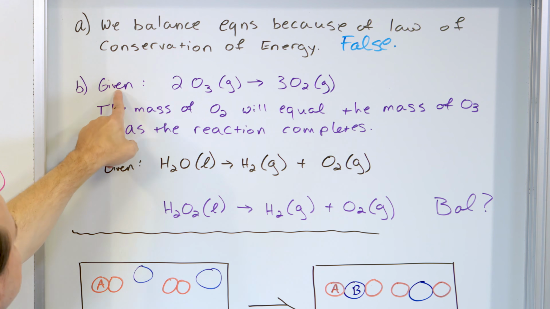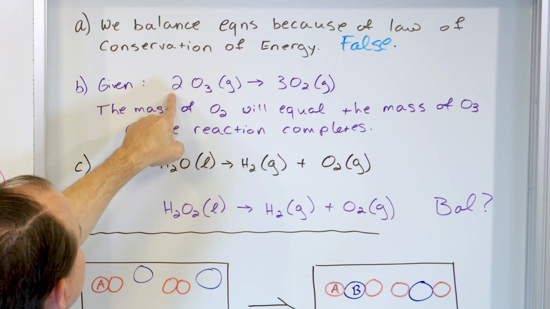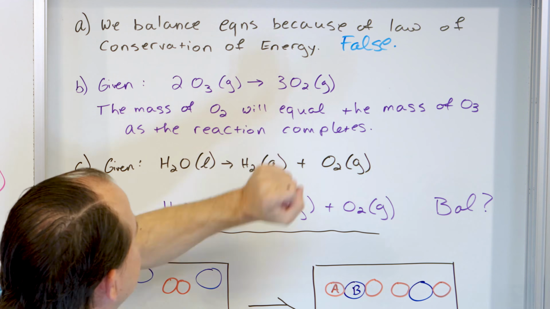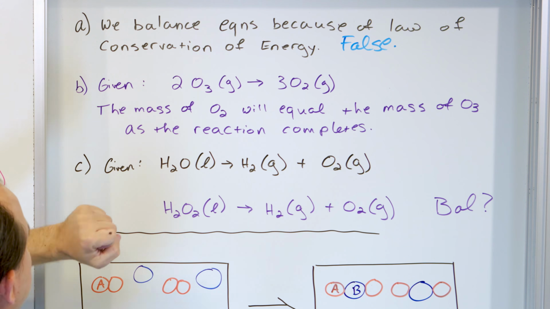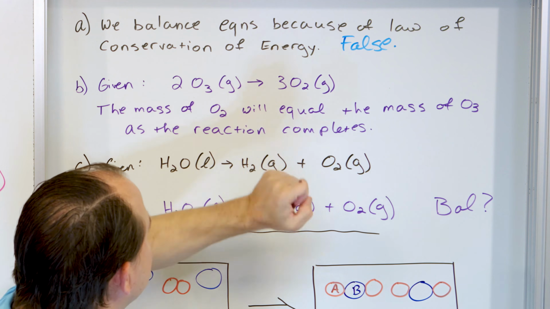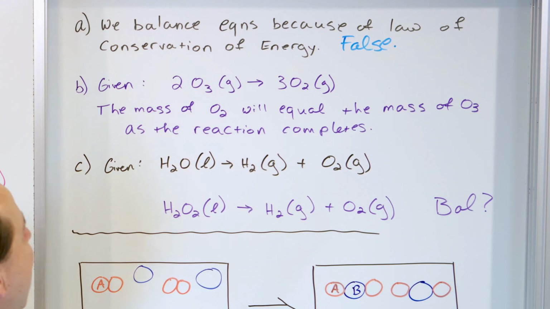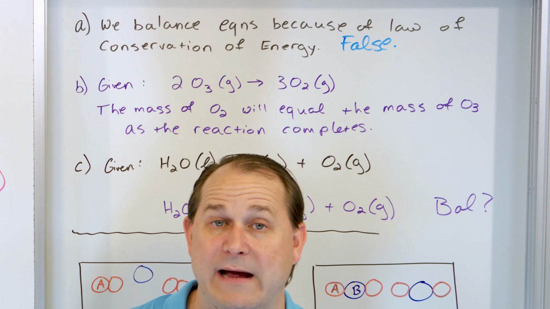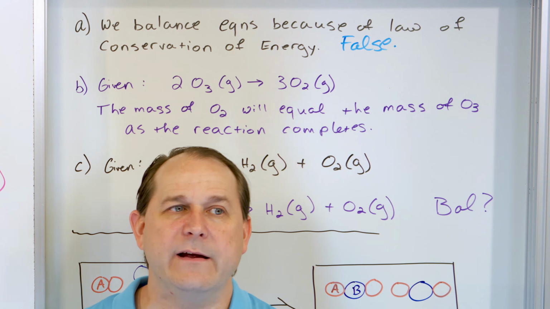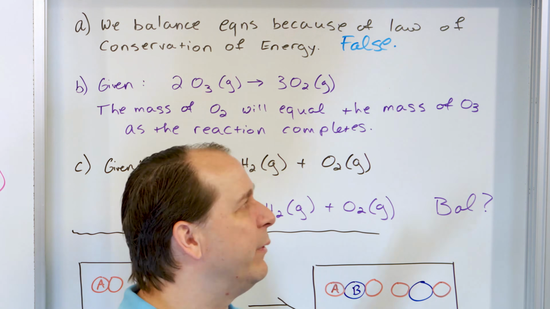Problem number 2. If I'm given this reaction, 2 molecules of O3 yielding 3 molecules of O2, true or false? The mass of the O2 on the right will equal the mass of the O3 as the reaction completes. Will the mass, basically, balance? And the answer is yes, the mass has always balanced. This is true. Any chemical reaction has to balance, right? Because the law of conservation of mass is always true.